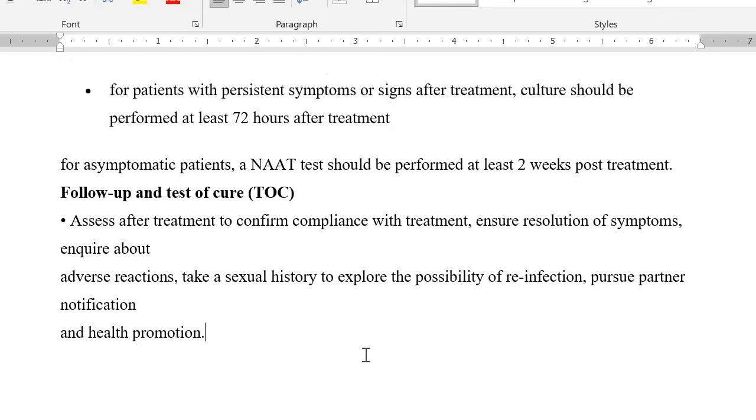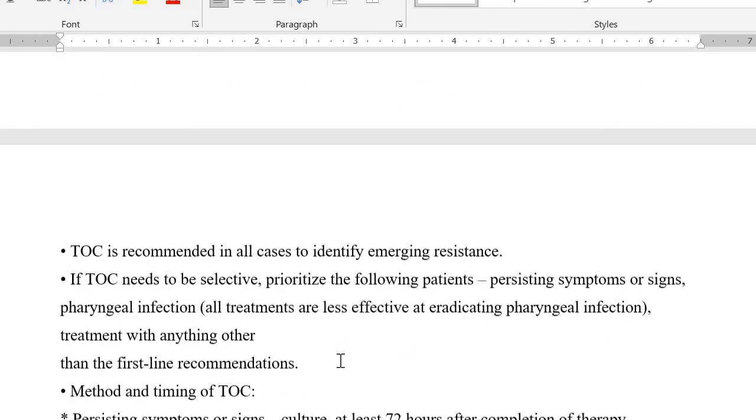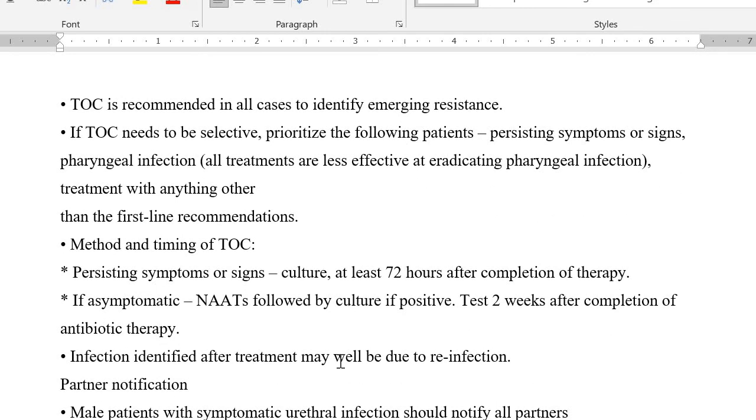Here we are just looking at patients with persistent symptoms. The culture should be performed at least 72 hours after treatment, because their symptoms are not going away. So we need to treat them, and after 72 hours we can say that this patient is safe, and then the result will be helpful and the diagnosis can be made. We were not talking about the test of cure. Test of cure we are going to talk about now.